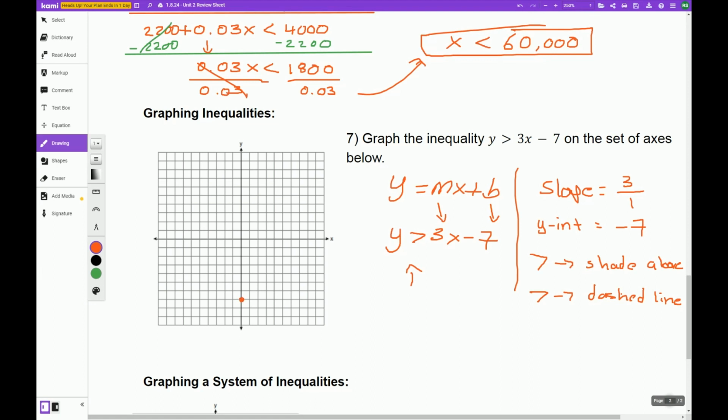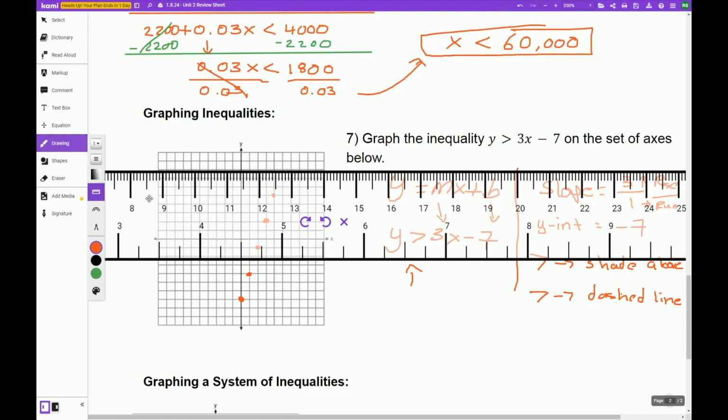That's my first point. Now I have a slope of 3 over 1. That's my rise over my run. I'm going to go up 3 and 1 to the right. So start at the point that we made and go 1, 2, 3 up, 1 to the right. Repeat that again and again, and you can keep going as long as you have space.